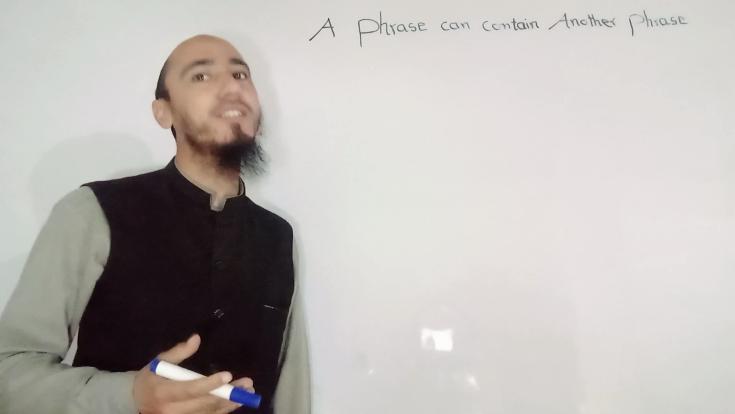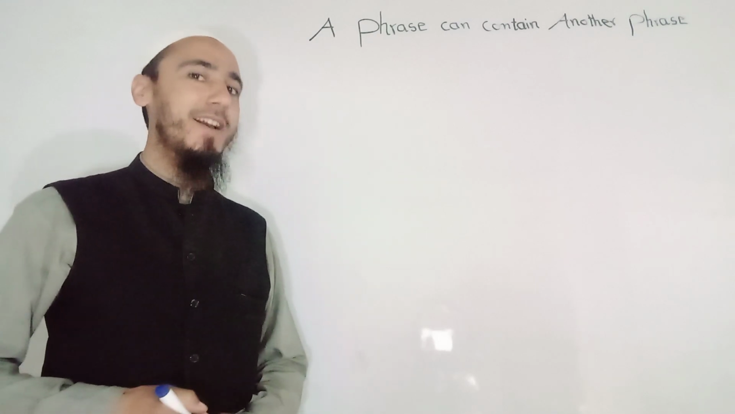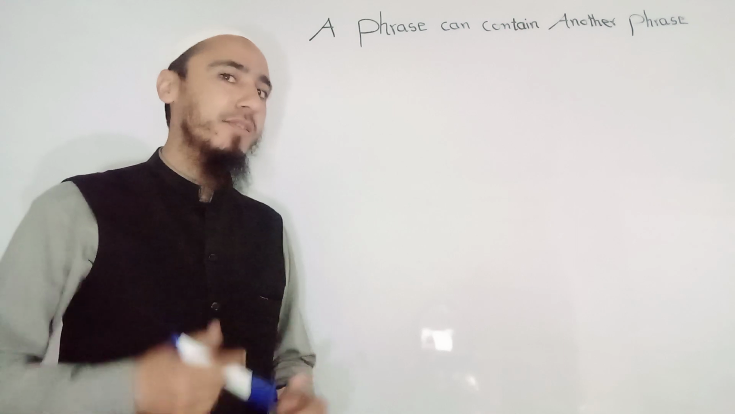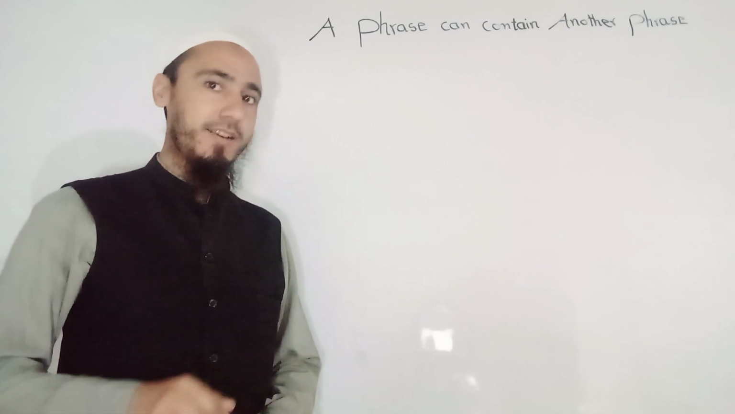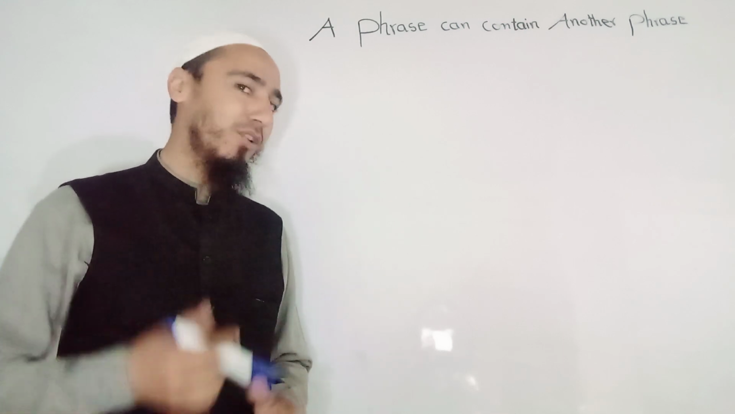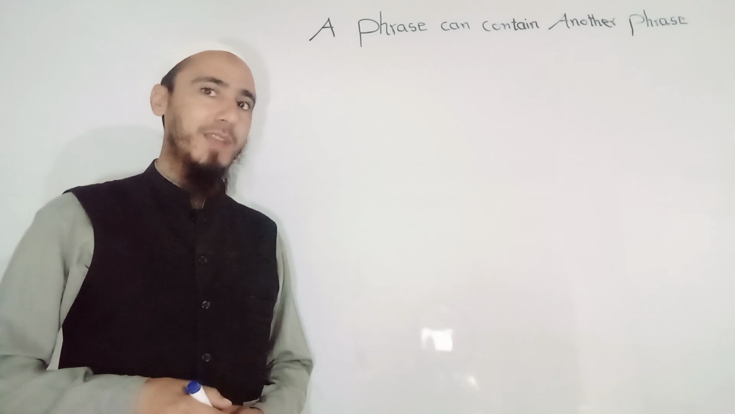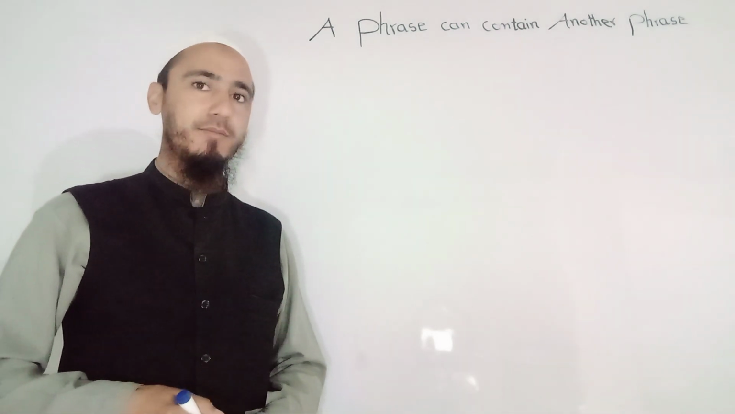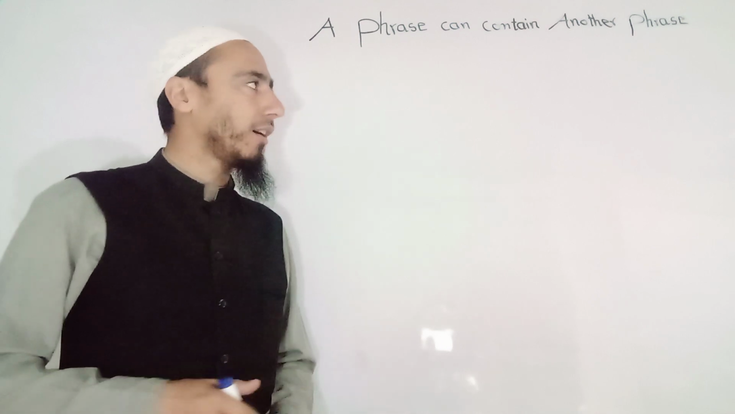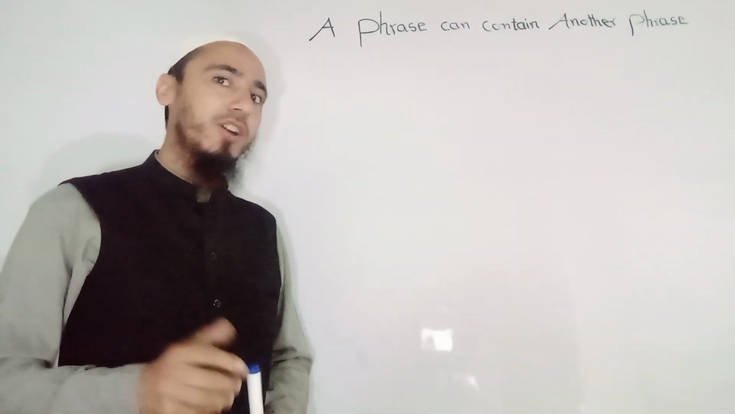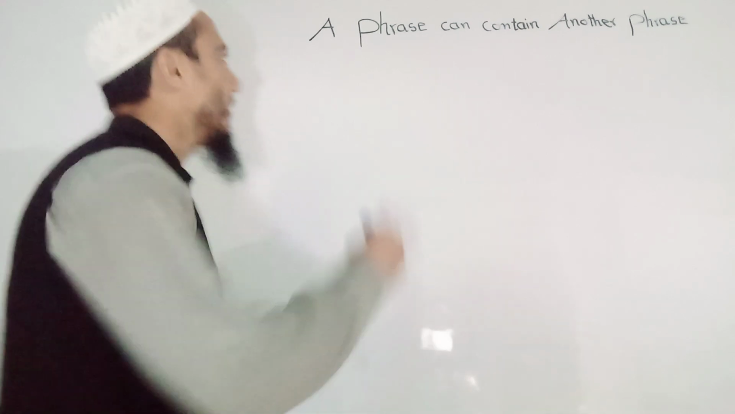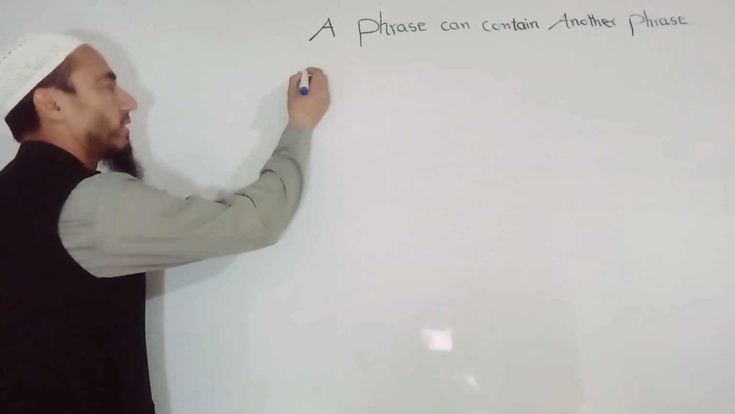A phrase can contain another phrase means that sometimes one phrase has another phrase inside it. Even a phrase can have more than two phrases, and the first phrase is considered a lengthy phrase. How is it? Let me jot it down practically so that you may understand. Let me write a lengthy sentence.